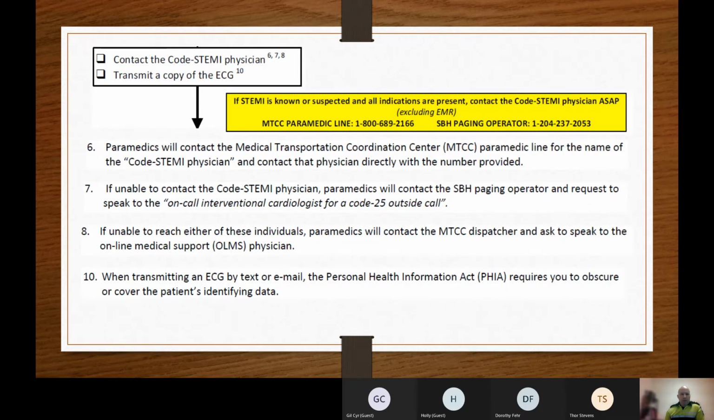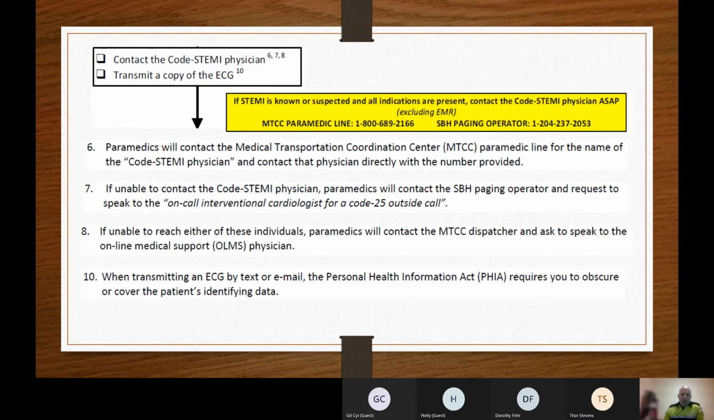So we're going to contact the code STEMI physician and send a copy of the ECG. Paramedics will contact dispatch for the name of the code STEMI physician and contact that physician directly with the number provided to them by dispatch. If you're unable to get a hold of the physician, paramedics will contact the St. Boniface Hospital paging operator and request to speak to the on-call interventional cardiologist for a code 25 outside call.